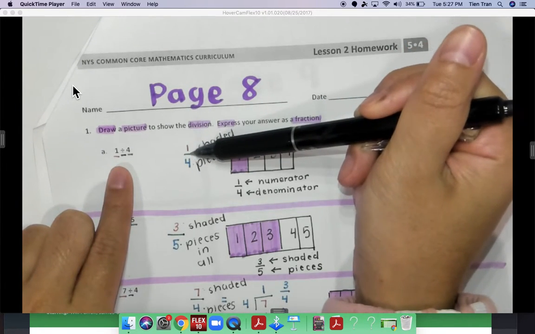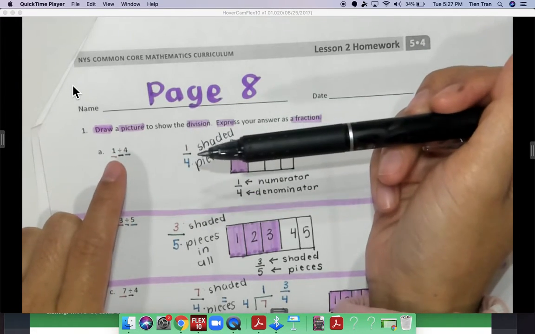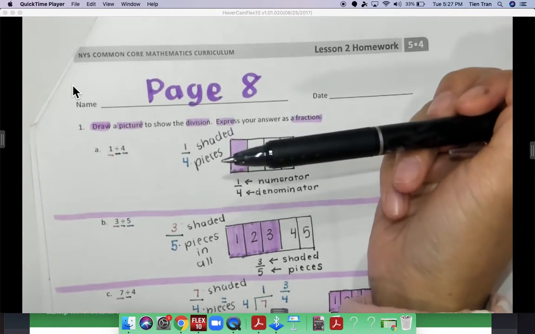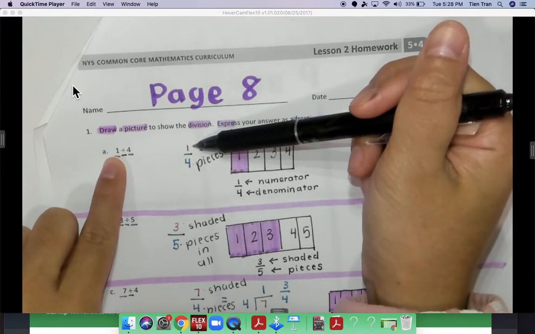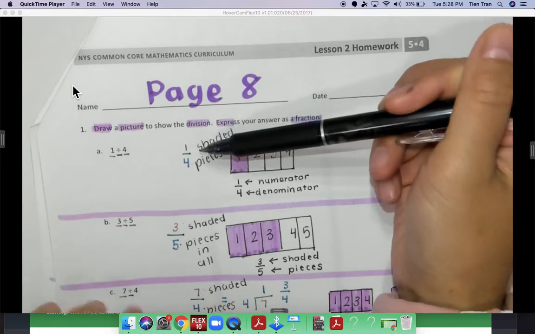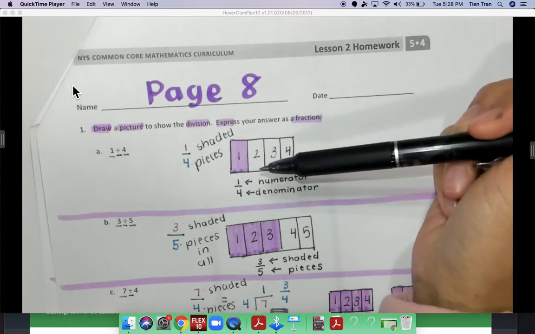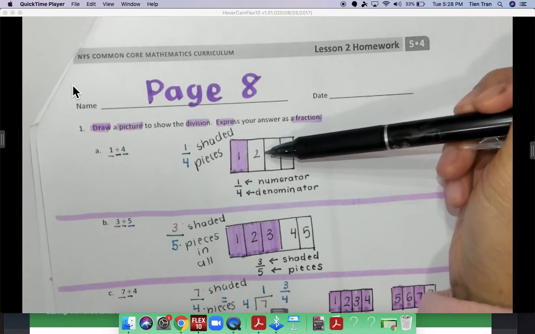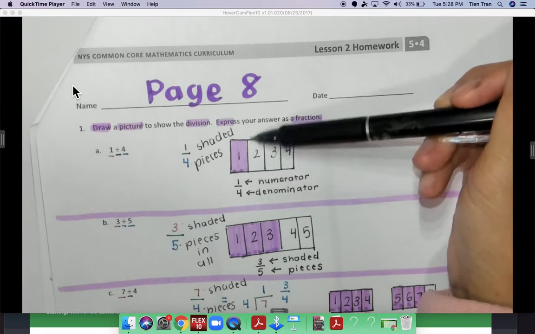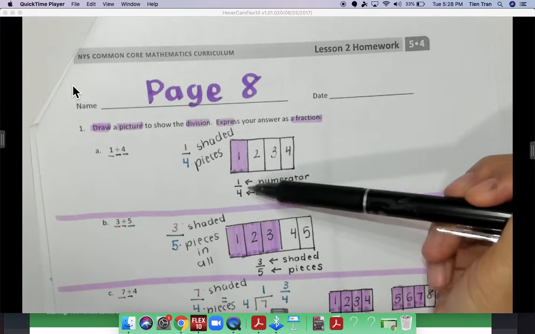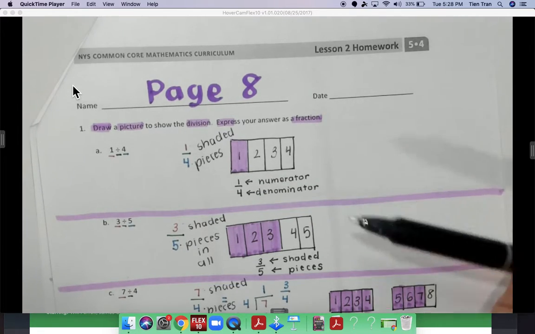Remember that this bar right here, the fraction bar, is considered the division sign. So it is the same thing. All we're doing is writing it vertically, up and down. So we have 1 divided by 4. That means one piece is shaded and there are 4 pieces in all. So we have 1, 2, 3, 4 pieces in all, and one piece that is being shaded, this purple piece right here. Remember that the top number is called the numerator and the bottom number is called the denominator.